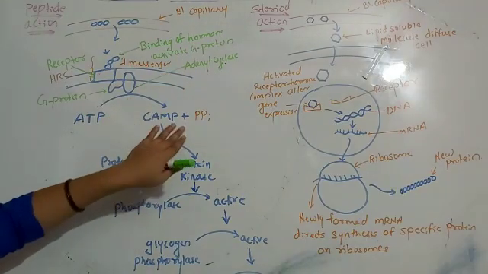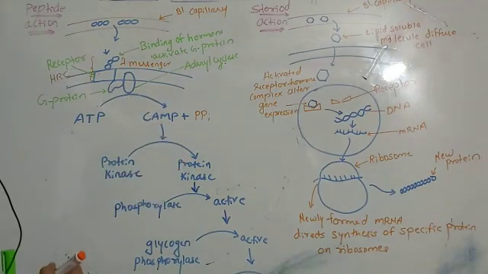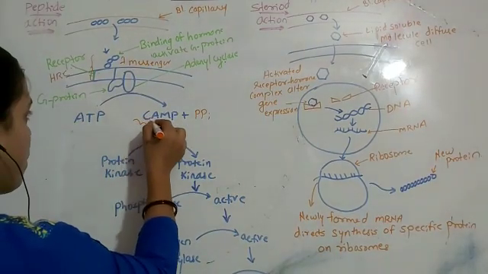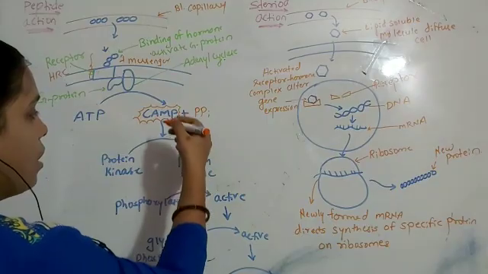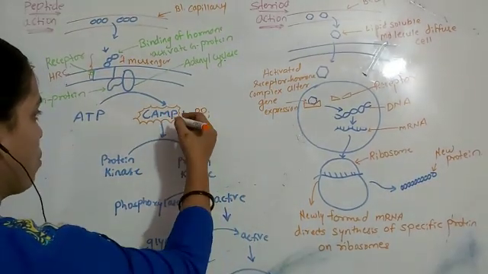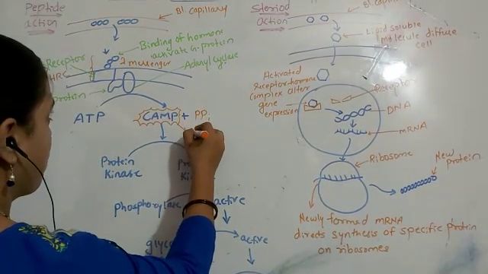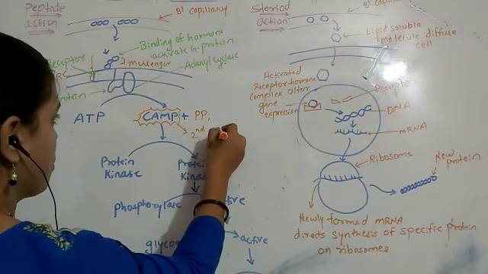Okay, now that is done. Now what has this cyclic AMP become? This is the cyclic AMP which brings the further, most important reactions into the cytosol. So we call this cyclic AMP a second messenger.